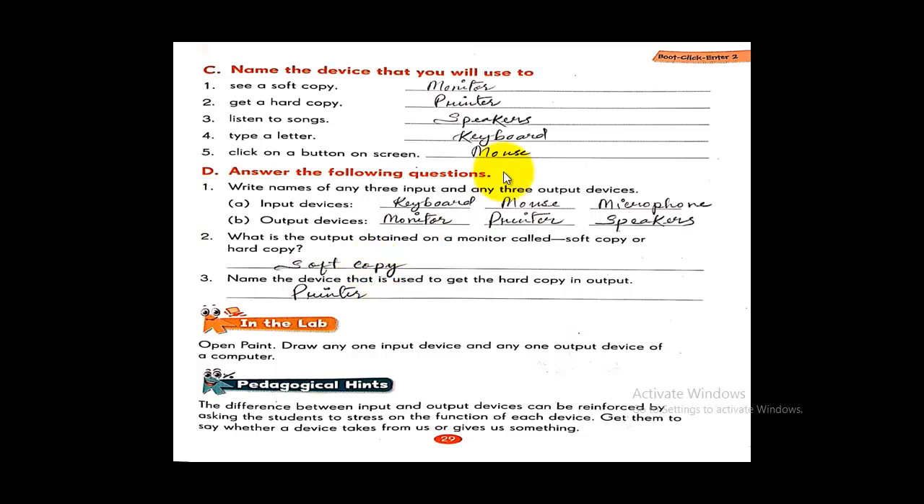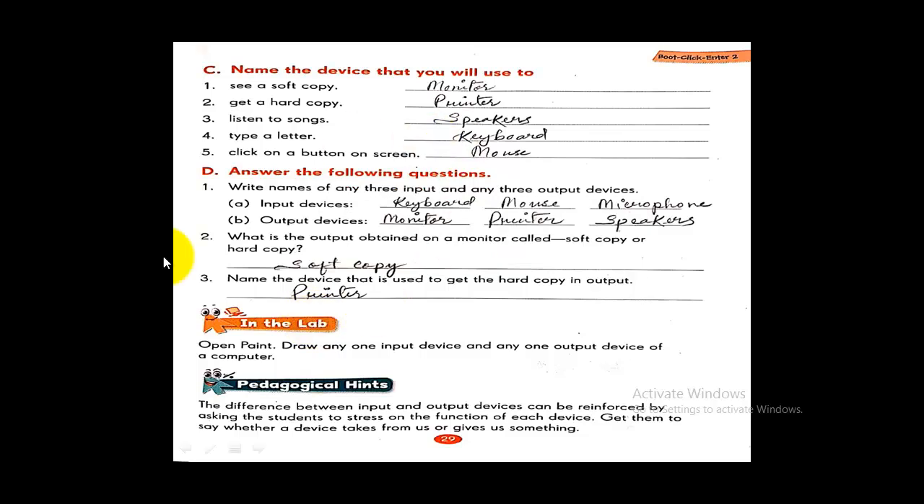Now while doing these exercises, it reminds us of what we have already learned. Just recalling your knowledge. Exercises revision: name the device that is used to get a hard copy as output. Obviously printer. Hard copy is from a printer. You can write here printer.